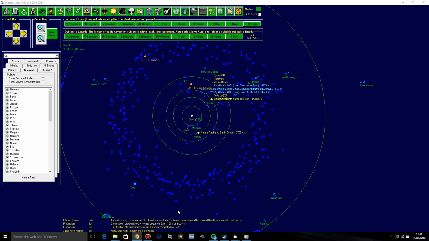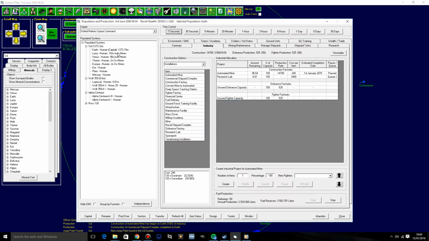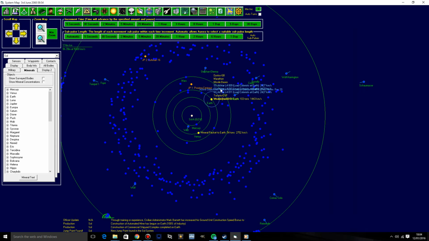Right, a new jump point has been found in the solar system. Interesting. Okay. Construction of the commercial shipyard has been finished on Earth. Brilliant. So let's see what we can do on Earth now with that industry. We'll start working on those automated mines, and then at least we could start sending those out to Lupical.